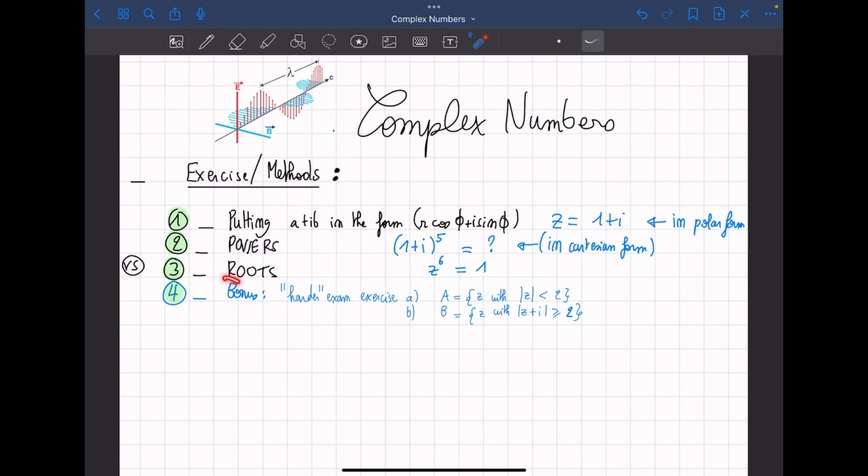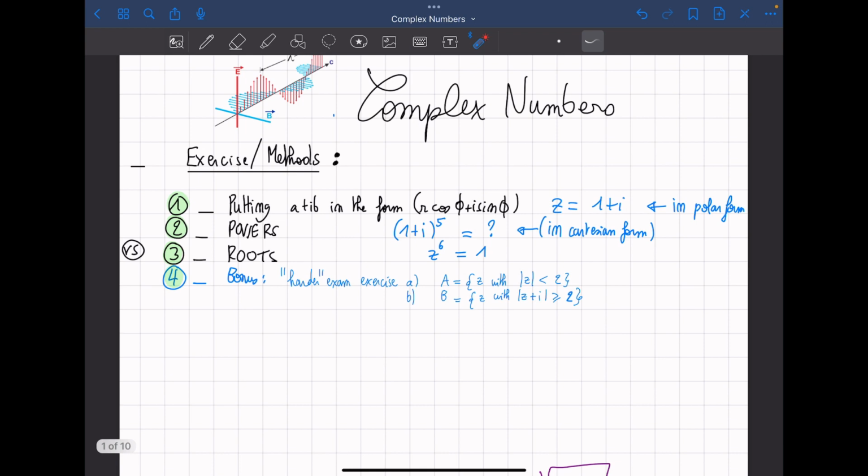Then I want you to take the roots of a number. So what are the roots? So that z to the power of 6 equals 1. Spoiler, there are 6 of them because here it's to the power of 6. And as a bonus, I saw in past exams an exercise which was hard, in the sense that if you don't know the equation of a circle, you will have problems with it.